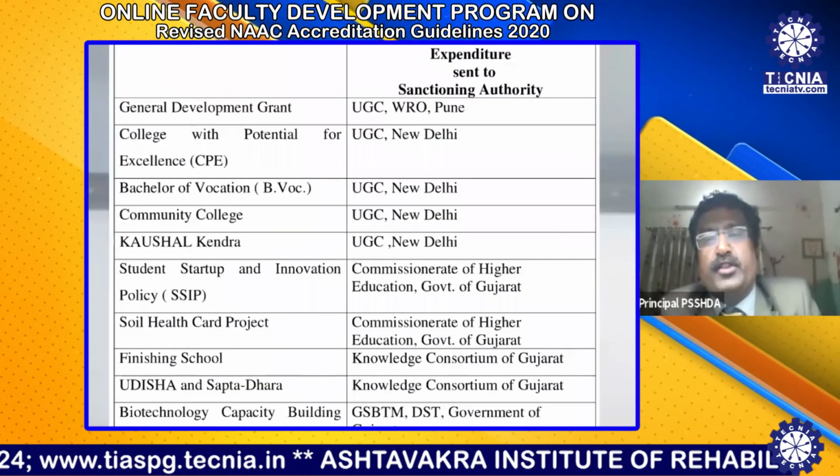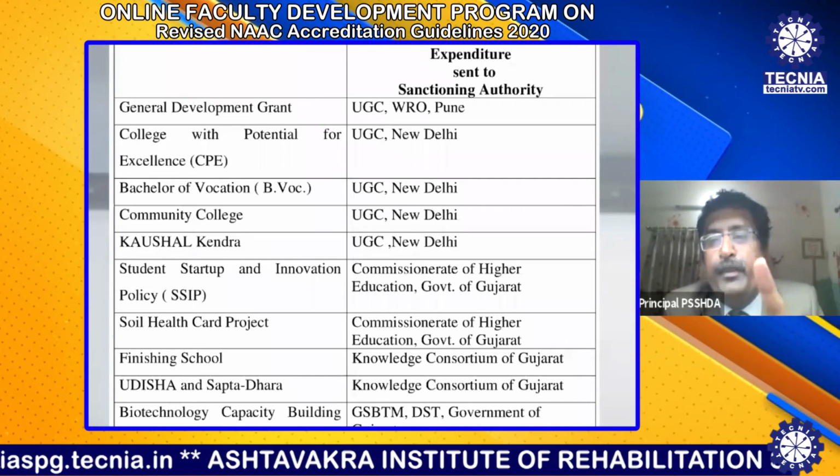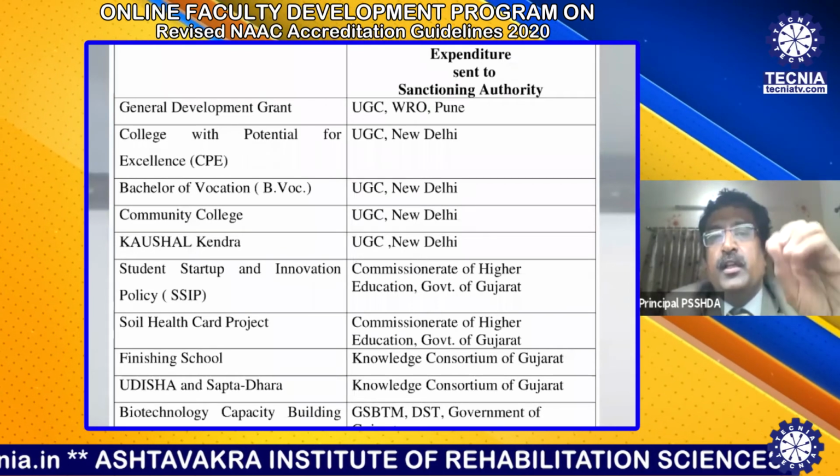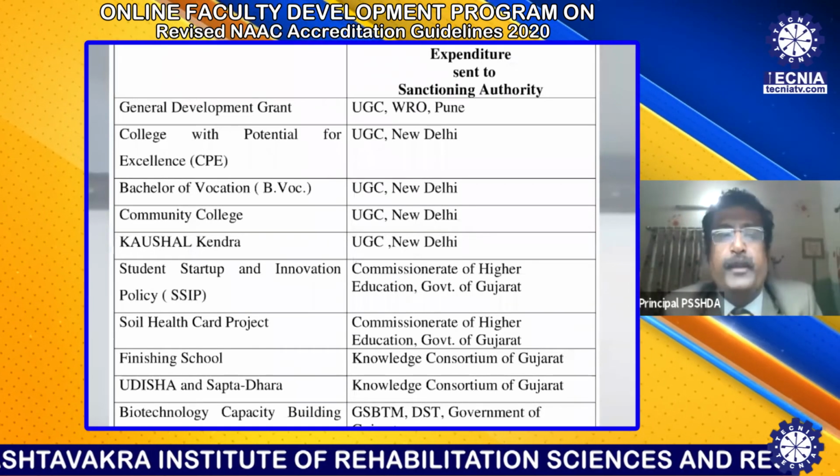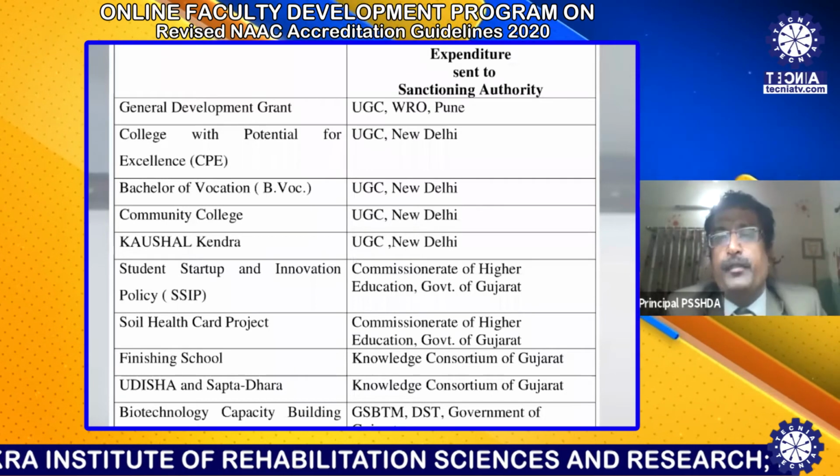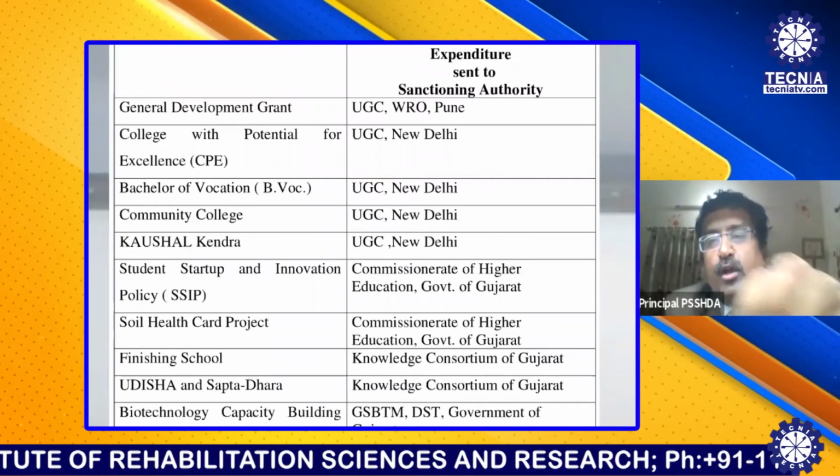Like if you have a general development grant, then you submit your utilization certificate to the Western Regional Office of UGC, Pune. If you have a CPE grant, you submit all the documents to the UGC office in New Delhi.